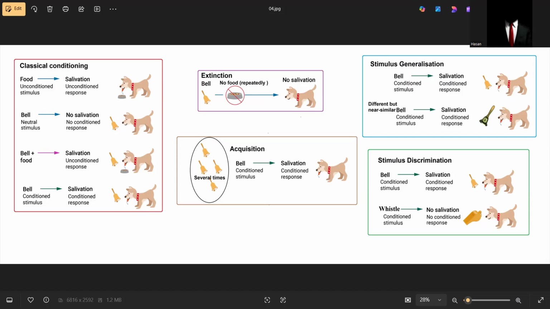Different but nearly similar stimuli that are used as a conditioned stimulus can produce a similar conditioned response, which is known as stimulus generalization. Different stimuli that are used as conditioned stimuli cannot produce a similar conditioned response, which is known as stimulus discrimination.